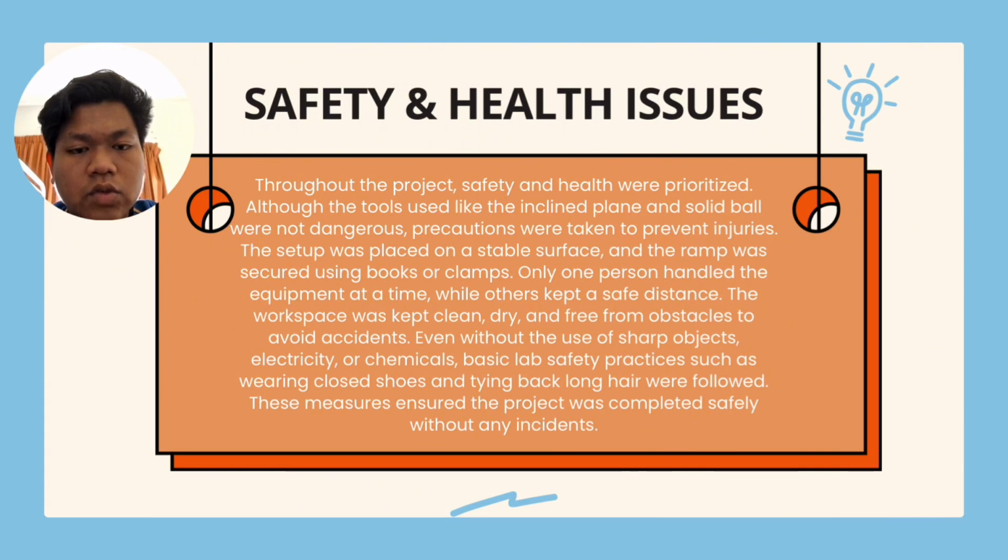Next, safety and health issues. Throughout the project, safety and health were prioritized, although the tools used, like the inclined plane and solid cone, were not dangerous. Precautions were taken to prevent injuries. The setup was placed on a stable surface and the ramp was secured using bolts or clamps. Only one person handled the equipment at a time, while others kept a safe distance. The workspace was kept clean, dry, and free from obstacles to avoid accidents.